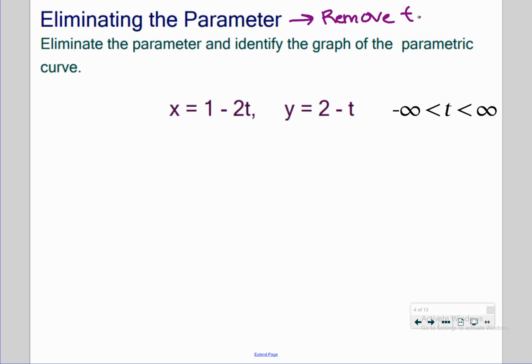It is easiest to start with the x equation. The reason for that is because then I'm going to plug stuff into my y equation, and usually we want the y to be alone, so it's going to make my life a little bit easier at the end. Okay? All right, so if I want to eliminate the parameter, I'm going to start with the x equation, and I'm just going to get the t by itself. So if I have x equals 1 minus 2t, how am I going to get the t alone?